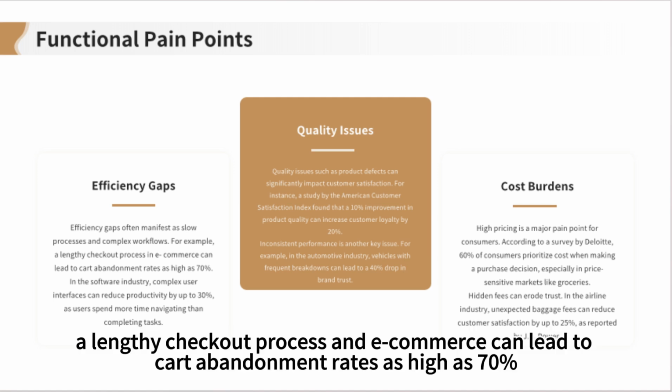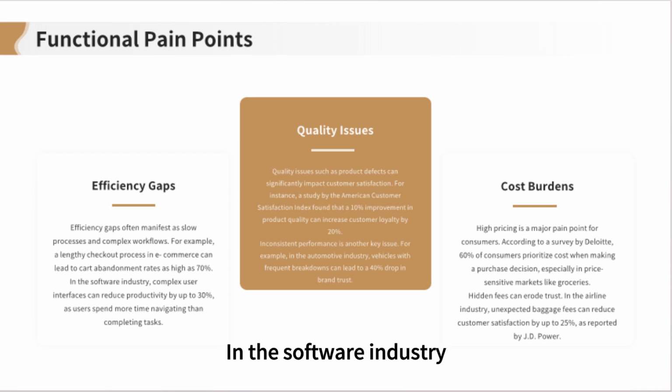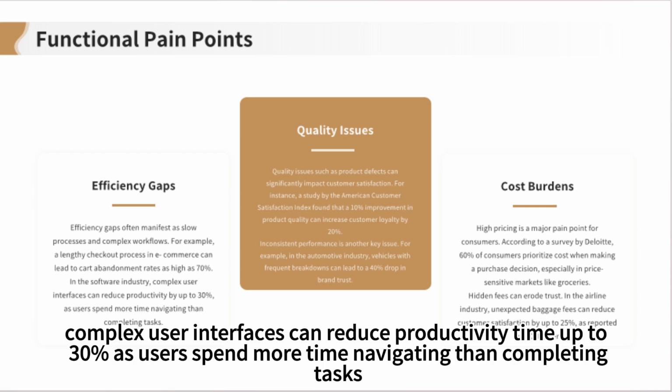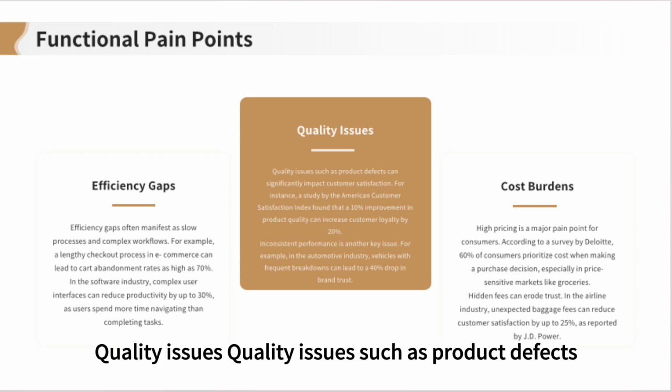For example, a lengthy checkout process in e-commerce can lead to cart abandonment rates as high as 70%. In the software industry, complex user interfaces can reduce productivity by up to 30%, as users spend more time navigating than completing tasks.